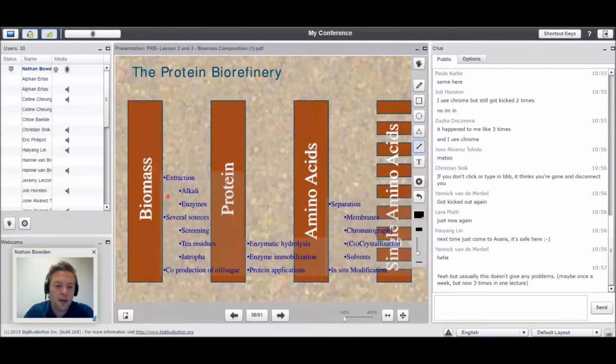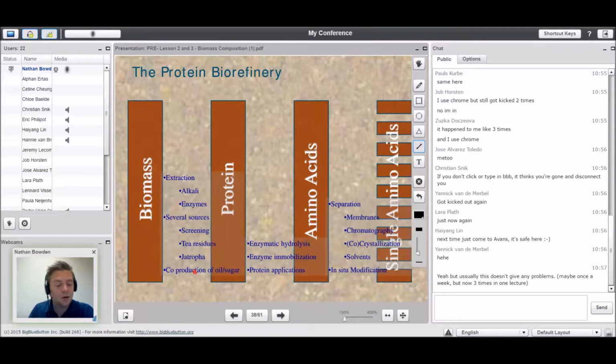Right, so here's the protein biorefinery. You can extract the biomass. We're going to go into more detail at the next two presentations on extraction techniques, but right now I'll just name them. You have alkali and enzymatic extractions. You can, of course, screen them. You have tea residues, Jatropha tree. These are different sources of the biomass, and the co-production of oils and sugars. You press seeds for oil, like peanut oil or any kind of seed oil.